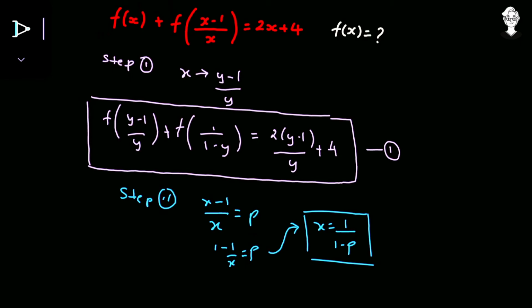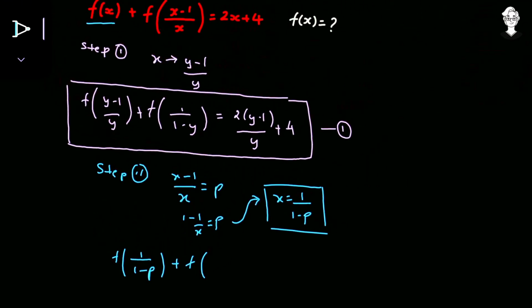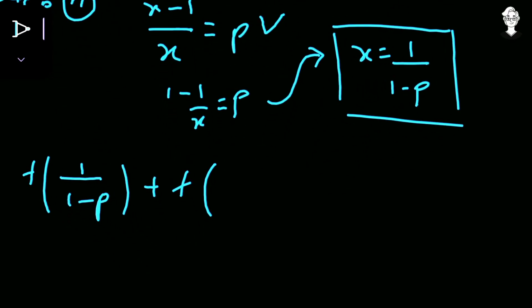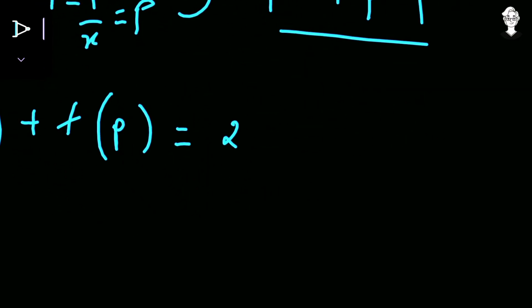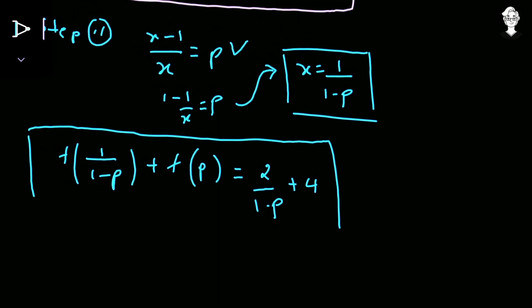So now the first thing, that is f(x). Instead of f(x), we have to put the other value, since x is equal to this thing. So instead of f(x), we write f(1/(1 - p)) plus f of, the second thing was (x - 1)/x, and that is what has been considered as p. So p as it is, and that is equal to 2 times x, and instead of x we have the value 1 upon (1 - p), plus 4. So this is the second equation we have just obtained. Yes, so this is the second equation.